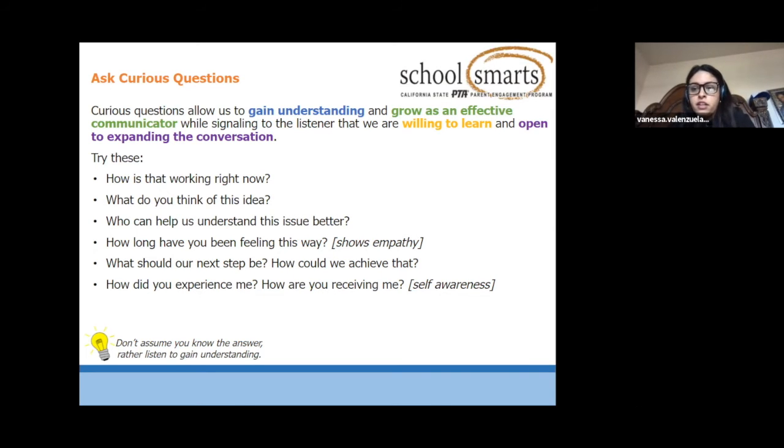Words are very subjective, and it's not always exactly the words you're saying, but how you're trying to say it in general. So it is important to ask questions, at least to gain an understanding and expand on your conversation so you can understand what's going on. And don't assume you know the answer. Rather, listen and gain understanding, because sometimes we jump to conclusions.